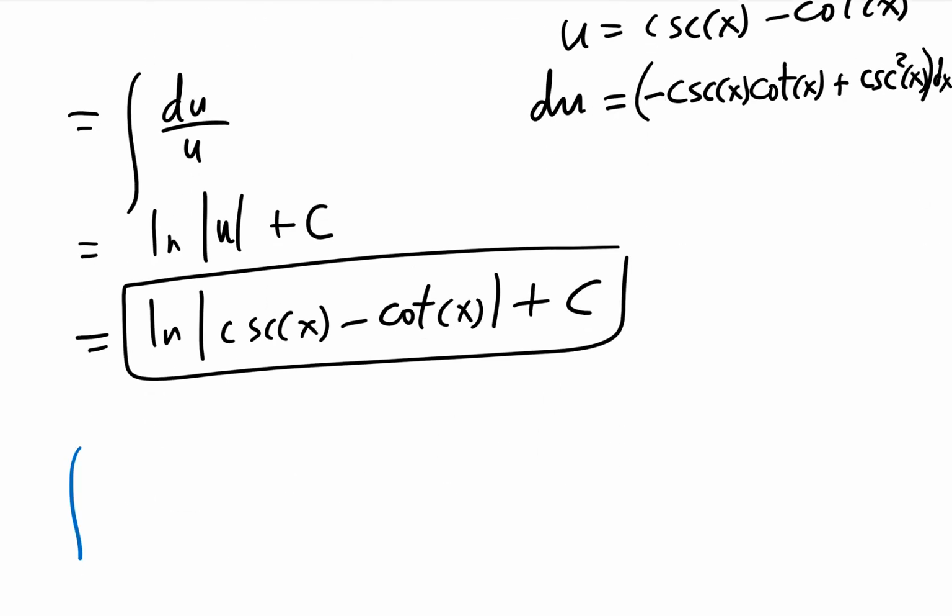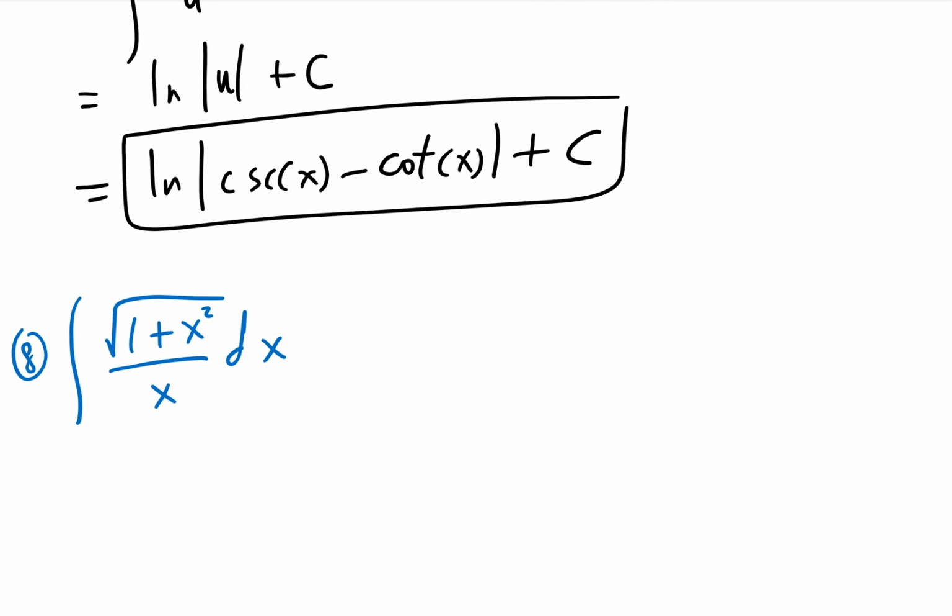Number 8 was the integral of the square root of 1 plus x squared over x dx. So one thing that comes to mind is trig substitution. For trig substitution, x equals tangent theta. There is no formula for 1 plus sine squared. It only works for 1 plus tan squared.